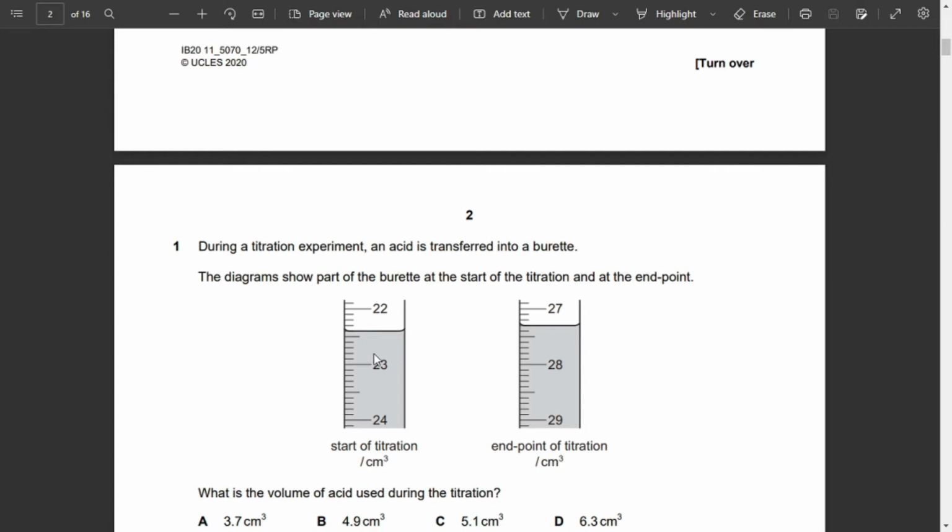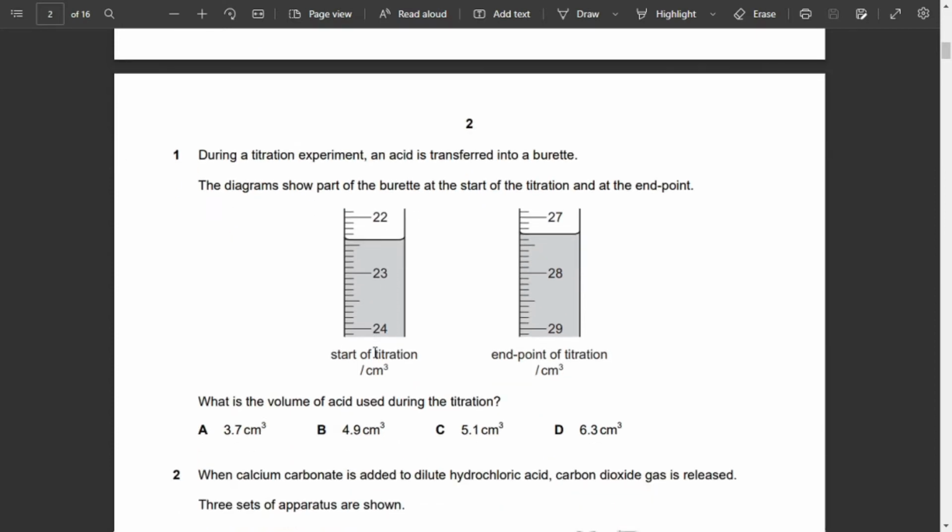So let's start with MCQ number 1. During a titration experiment, an acid is transferred into a burette. The diagram shows part of the burette at the start of the titration and at the end point. What is the volume of acid used during the titration?